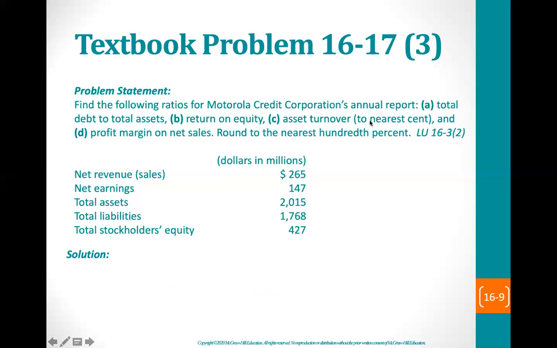C, asset turnover to the nearest cent. Asset turnover is calculated as net sales divided by total assets. Net sales is $265. Total assets is $2,015. $265 divided by $2,015 is 0.13, 13 cents. Make sure you notice that this is cents, not a percentage. D, profit margin on net sales. For profit margin on net sales, we take net income, 147, divided by net sales of 265 to get 55.47%.